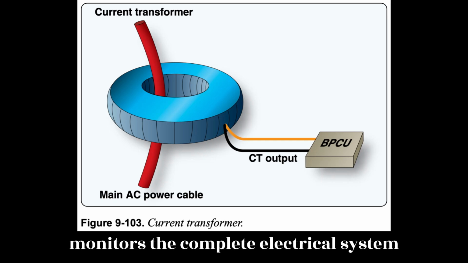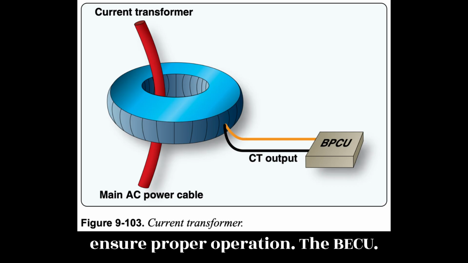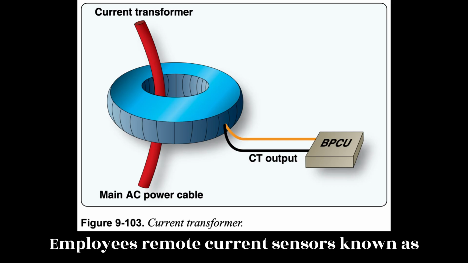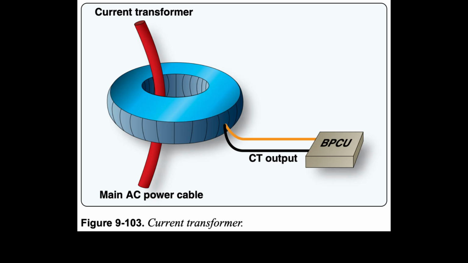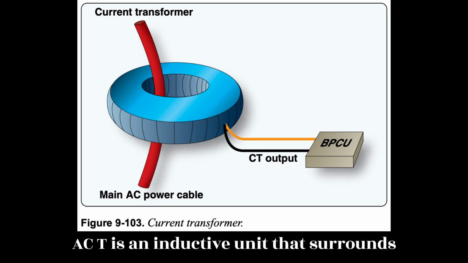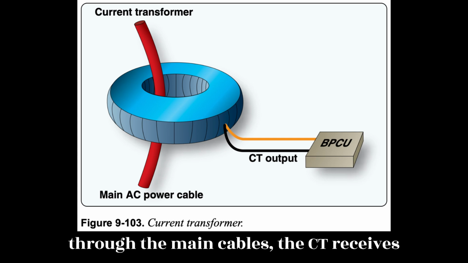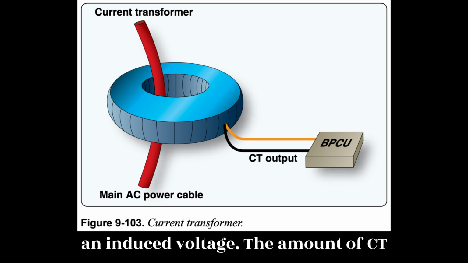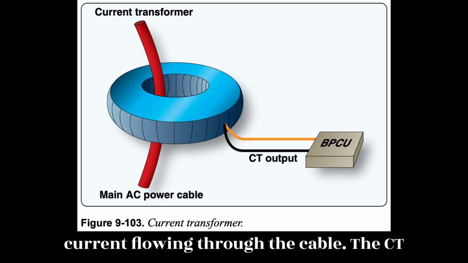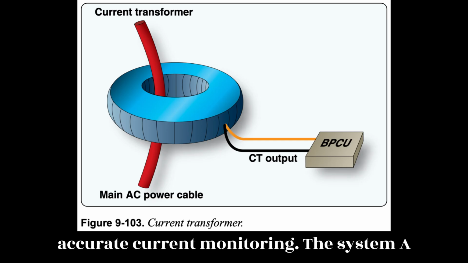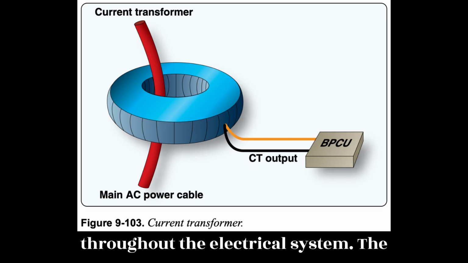The BPCU monitors the complete electrical system and communicates with the GCU to ensure proper operation. The BPCU employs remote current sensors known as current transformers, CT, to monitor the system. Figure 9.103. A CT is an inductive unit that surrounds the main power cables of the electrical distribution system. As AC power flows through the main cables, the CT receives an induced voltage. The amount of CT voltage is directly related to the current flowing through the cable. The CT connects to the BPCU, which allows accurate current monitoring of the system. A typical aircraft employs several CTs throughout the electrical system.